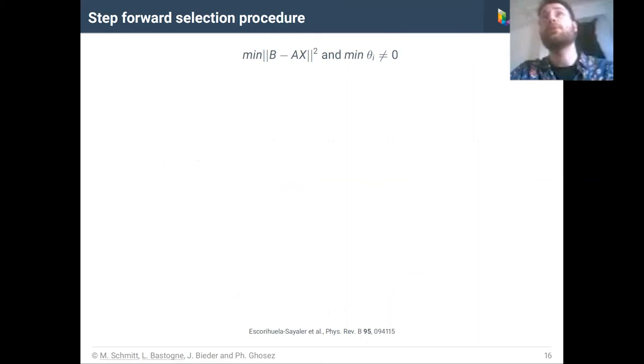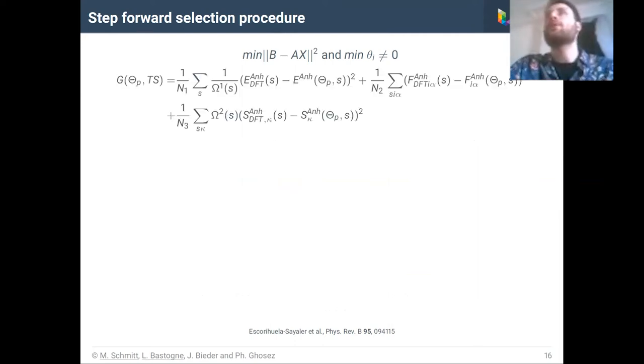And the way to do that, proposed by Carlos Escalera and Jorge Iniguez in Luxembourg, was to use a step forward procedure. So we write a goal function. This here is basically differences squared between model and DFT for energies, forces, and stresses. And here we also have some liberty to include them or not. You could only fit on forces, only on stresses, only on energy, or on both together, or put weights on different quantities.